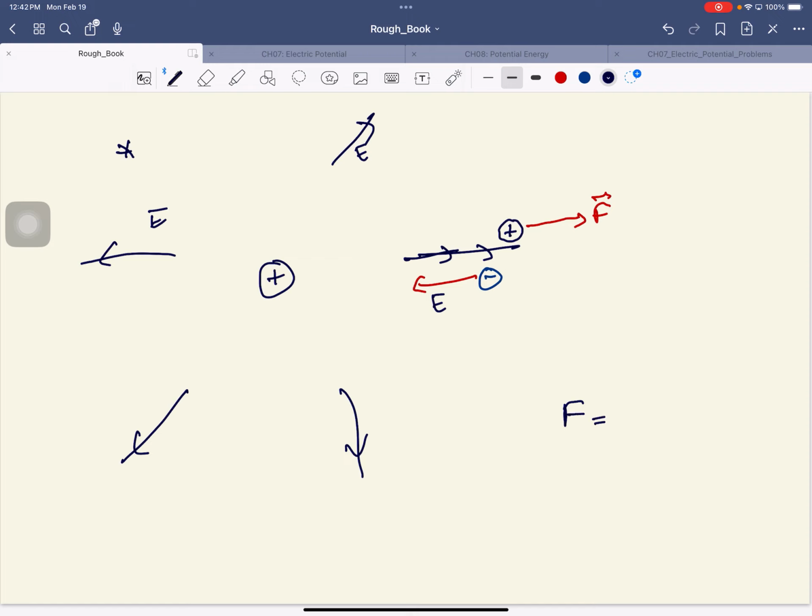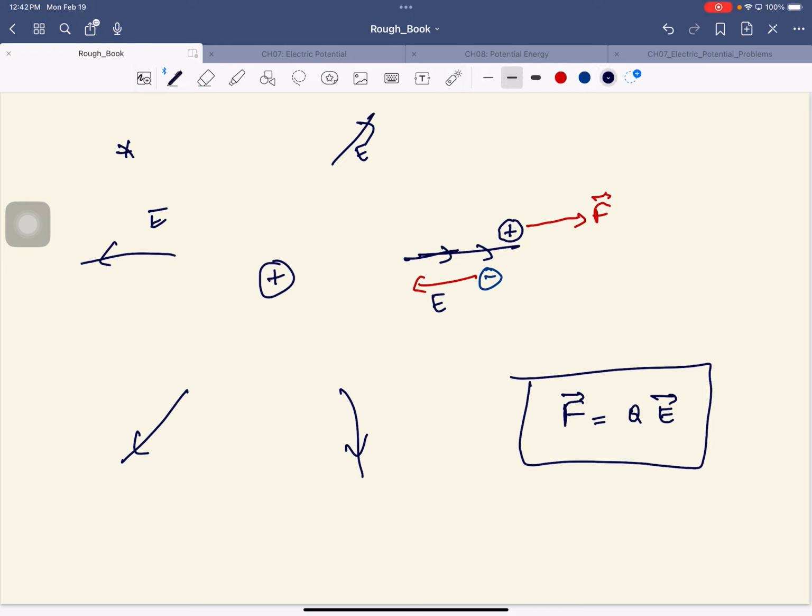Force on a charge in the presence of an electric field is given by that. Okay? So if the charge is positive, the force is in the same direction as the electric field. If the charge is negative, the test charge is negative, then the force is in the opposite direction of the electric field. Okay?